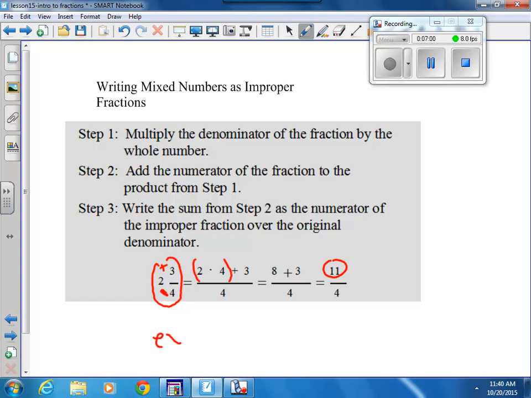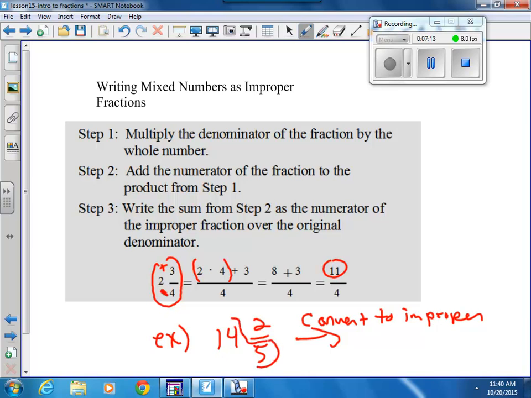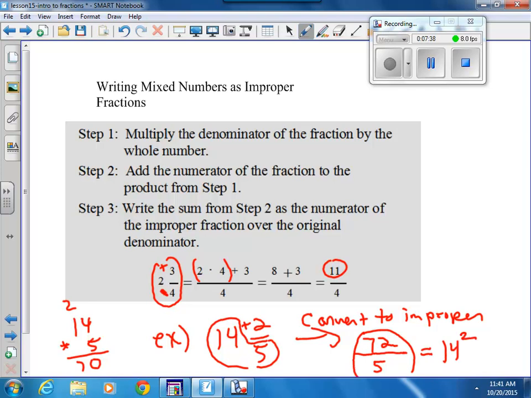Let's try another one. 14 2/5. Convert to an improper fraction. Well, now we know the trick, and I'm going to highlight it. 14 times 5 is something, and if you have to go off on the side and do your multiplication, that's okay. It's 70, and then 70 plus 2, if you're making a mental map, so that's 72 over 5. So again, 72/5 is mathematically equivalent to 14 2/5.